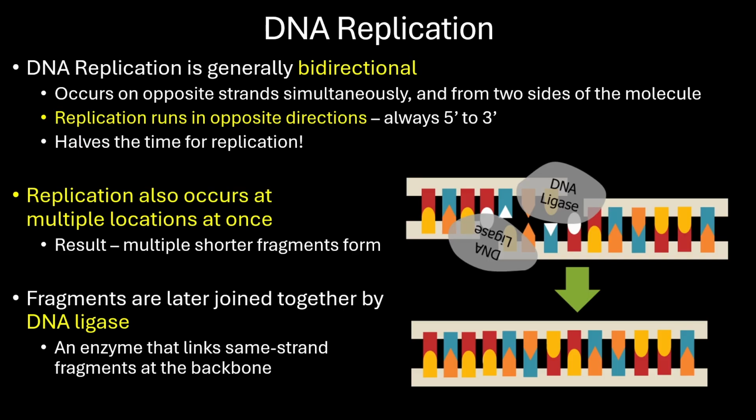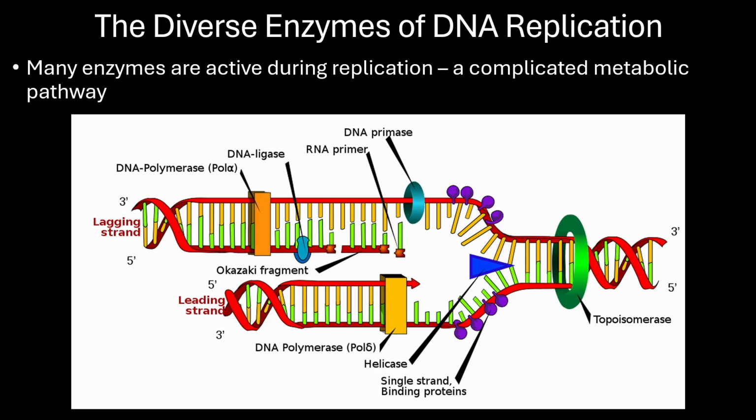Now, once these fragments form, they can later be joined together using another enzyme called DNA ligase. This is the enzyme that will actively link up those smaller fragments on the same strand. It will join them at the backbone so you make one progressively longer and longer strand. This is a really complicated metabolic process. There's a lot of steps that are involved here and many working parts. A lot of enzymes are doing this job cooperatively during replication.